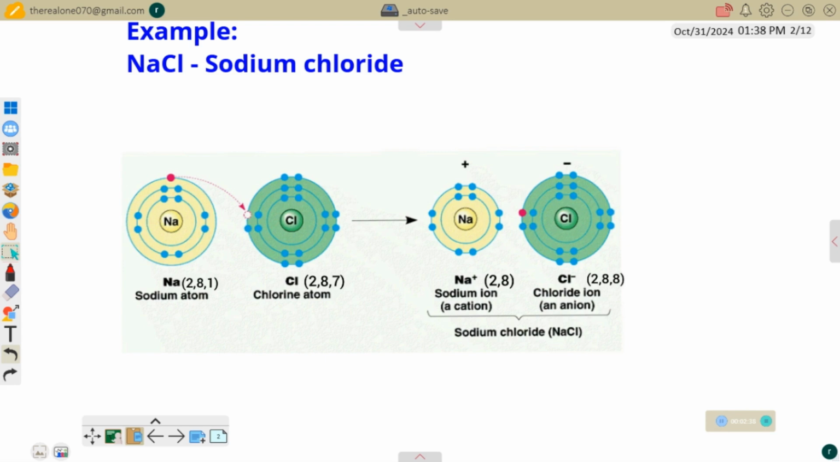So any kind of compound that is formed in this manner is known as an electrovalent compound. And this is how one of the properties of metal works. They combine with chlorine to form an electrovalent compound. Let's go to the next property.